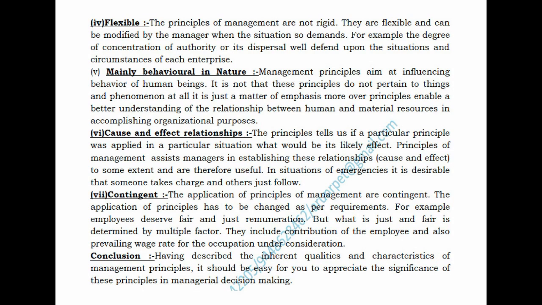Cause and effect: principles tell us that if a particular principle is applied in a particular situation, what would be the likely effect in the business organization. The last one is contingent. You explain the contingent: application of principles of management is contingent. The application of principles has to be changed according to the requirement, so it cannot be implemented blindly. After that, you give a proper conclusion.